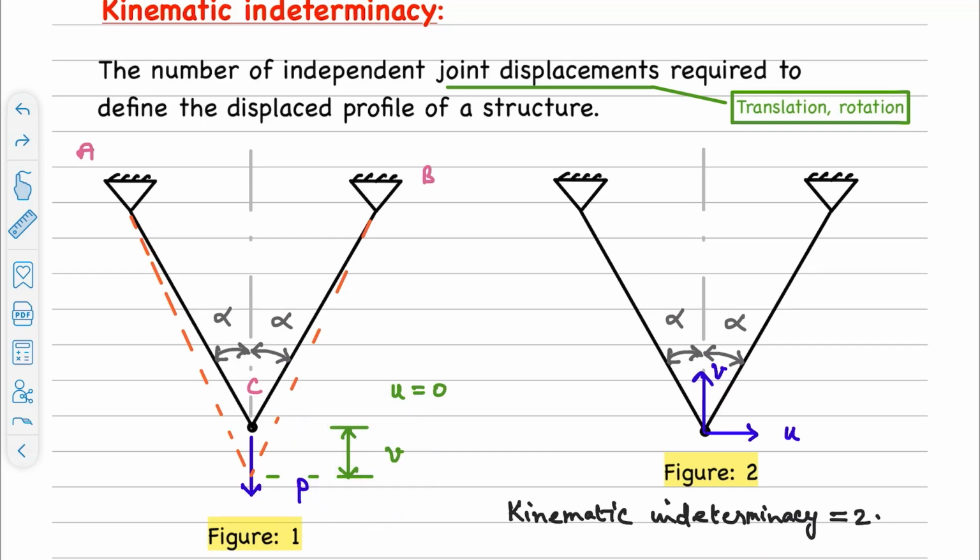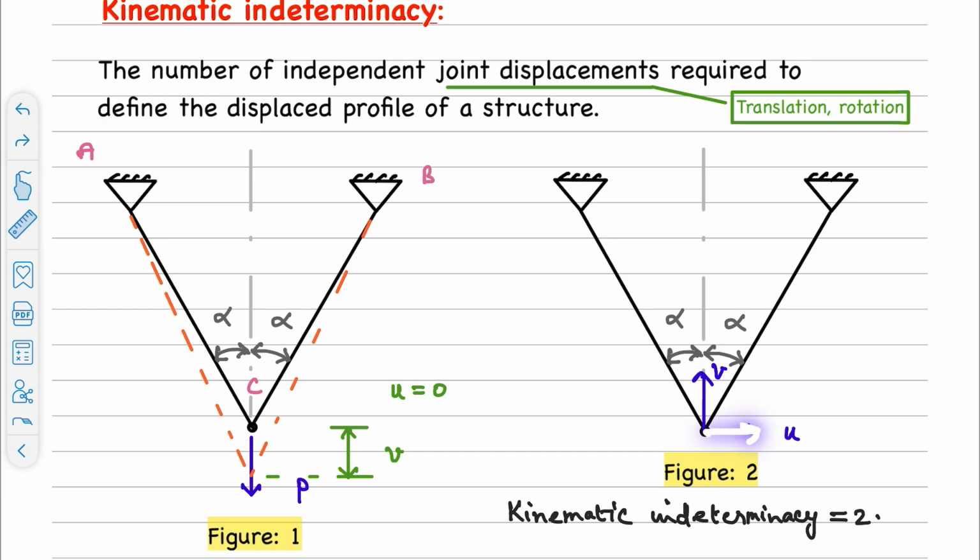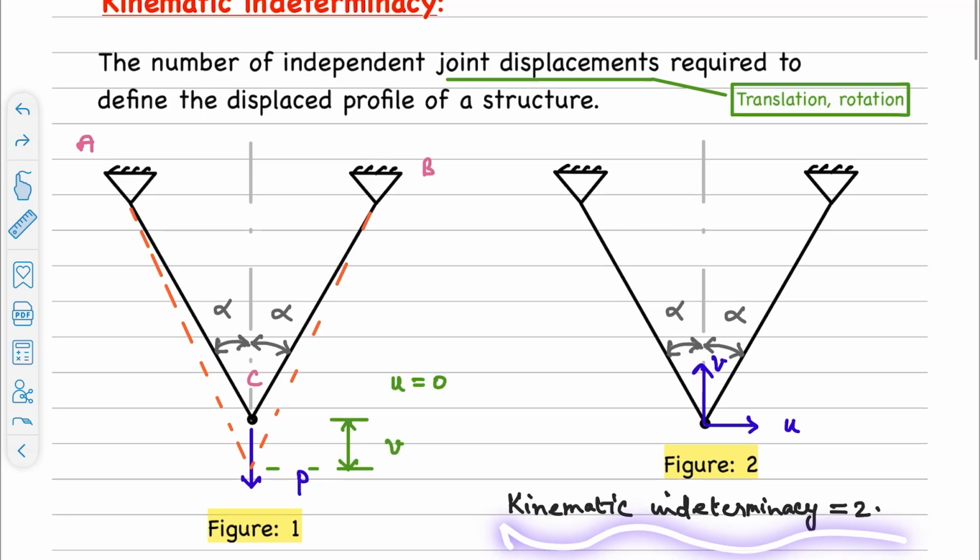But for any other kind of loading, or if the truss is not symmetric, in general, we need to know these two displacements, such as u and v. And these two will be independent and there is no need of any rotational degree of freedom here. So overall, we can say the kinematic indeterminacy in this case is 2.